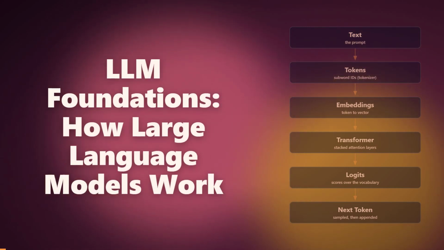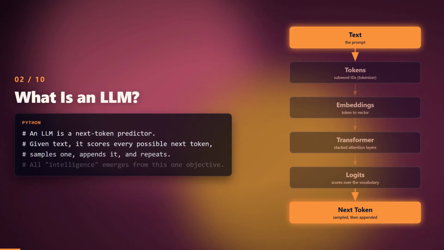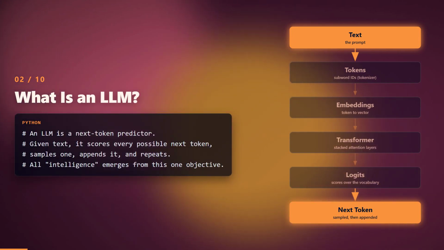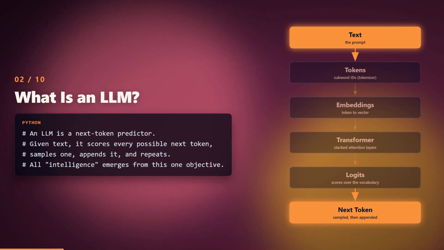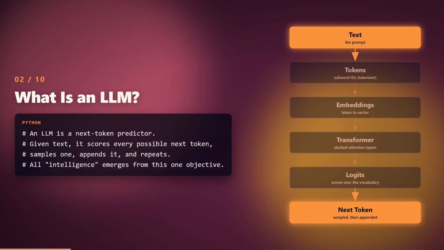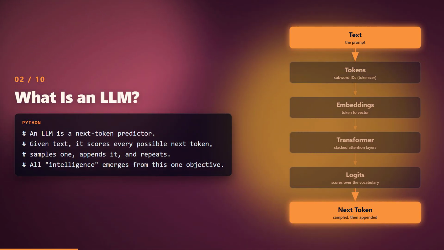LLM Foundations: How Large Language Models Work. At its core, a large language model does one thing: it predicts the next token. Given some text, it outputs a probability for every possible next token, picks one, and repeats. Everything else emerges from doing that extremely well after training on trillions of words.